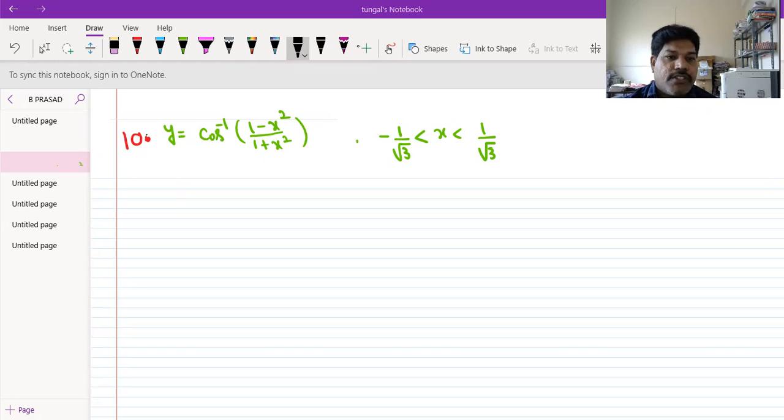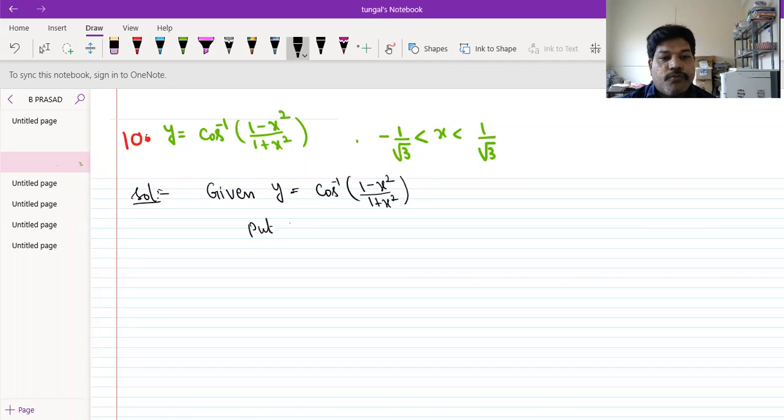Same question, students. First we have to take what is the given function. Given y is equal to cos inverse of (1 minus x square) by (1 plus x square). Then what will we take? We will put x is equal to tan theta.